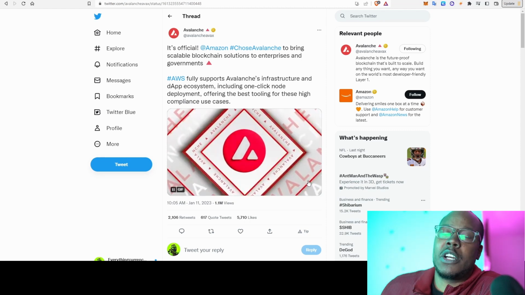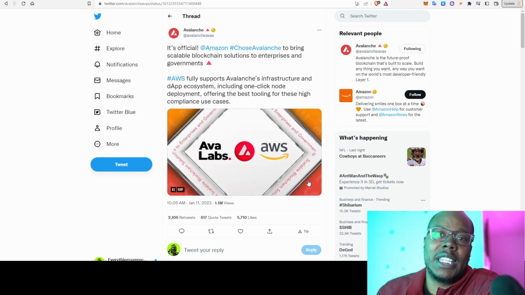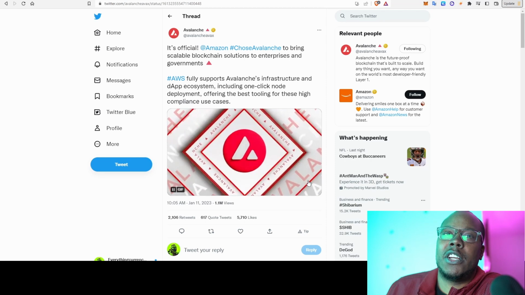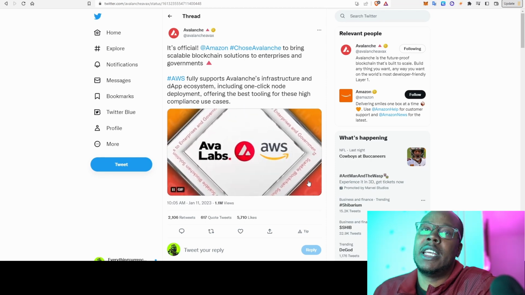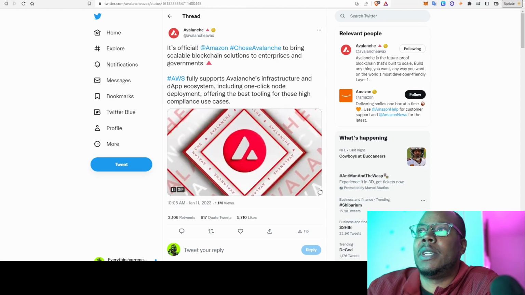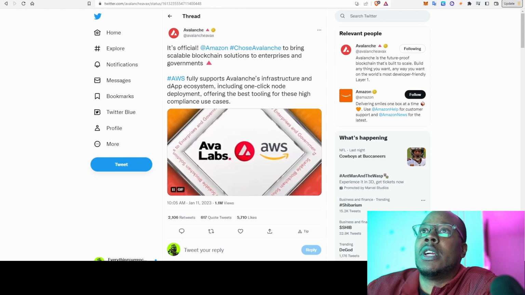Now, I've talked about other projects on the channel that are working with AWS and are doing things with AWS, but I think this is one of the first times that they're adding it to where people can just one-click deploy some type of infrastructure in the AWS system. So that's pretty dope for AVAX.